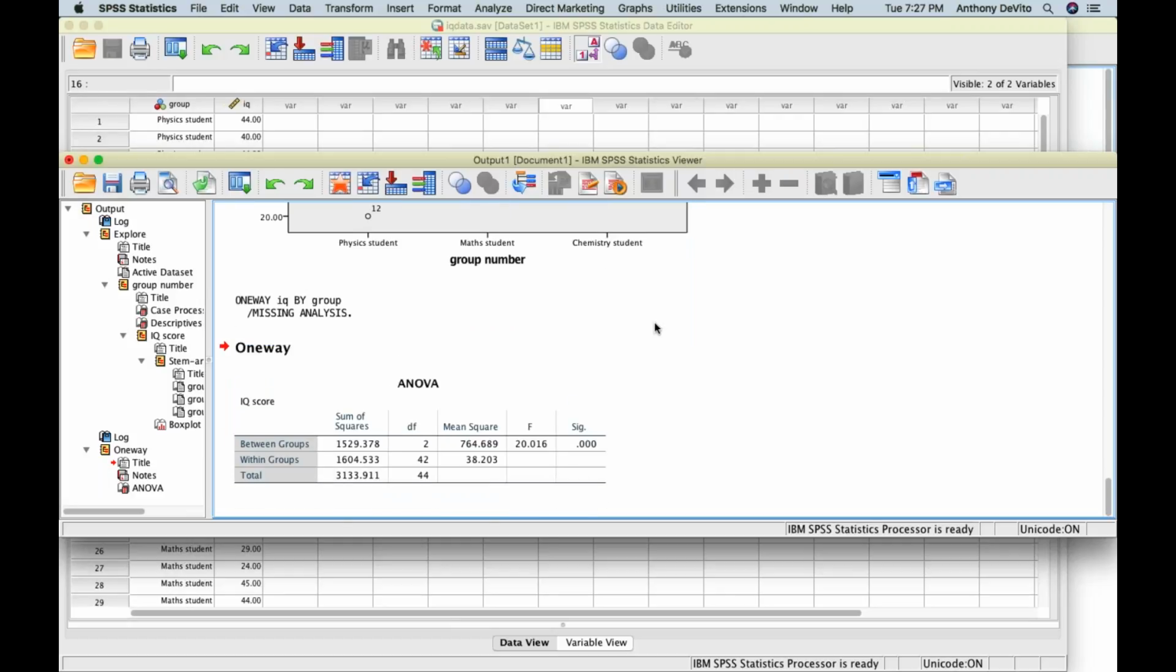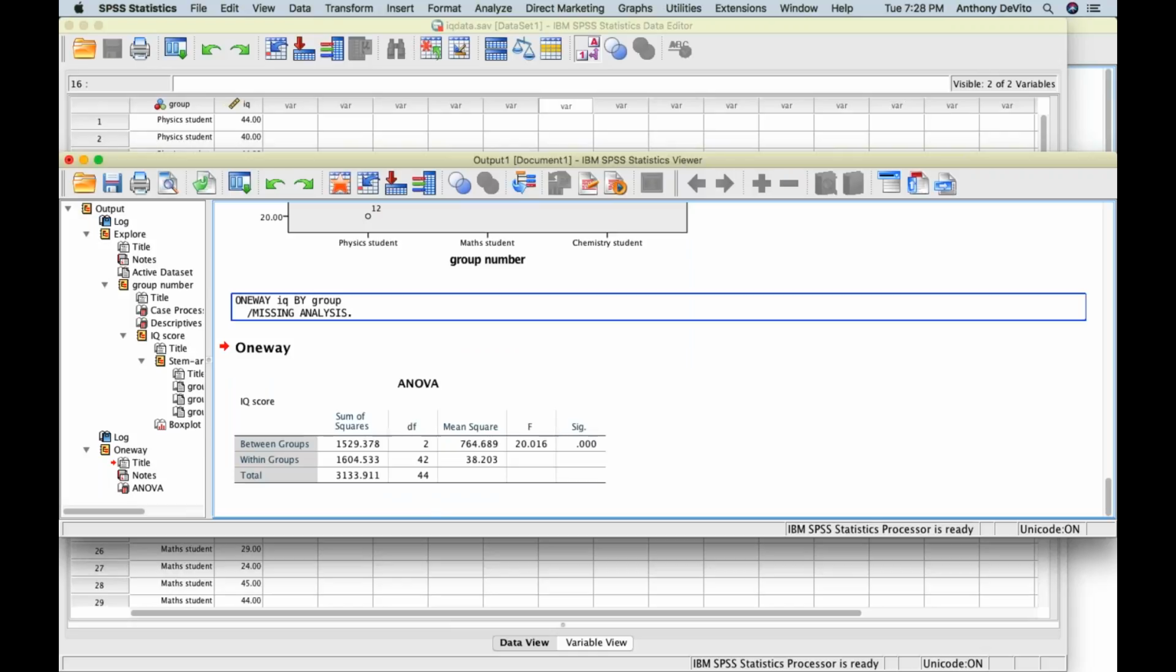Okay, that's why I like doing this, rather than just showing you what drop menus to use. If you know what you're looking for, it makes it a lot less likely that you're going to make an error or use it incorrectly.